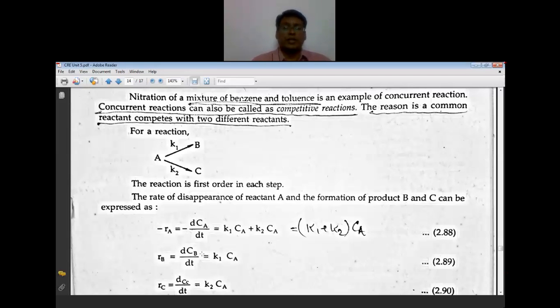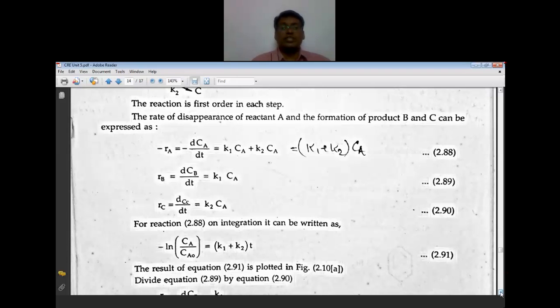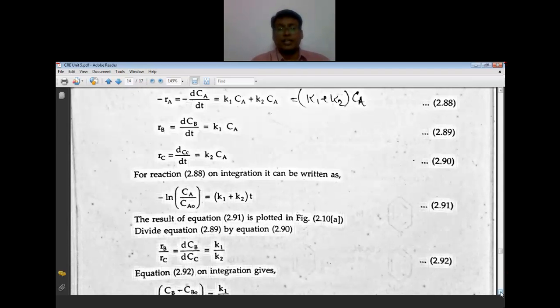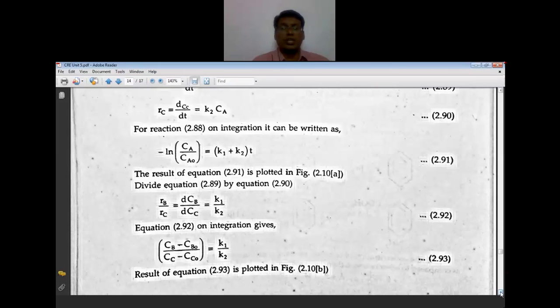That is the concentration of A at that instant. That depends on both the reactions. Now the concentration of B depends on the one rate constant, that is K1CA. Similarly, I can write for RC, which is equal to dCC upon dt, which is equal to K2CA. On integration, it can be written as minus ln CA upon CA0, which is equal to K1 plus K2 times T. This is what we already studied.